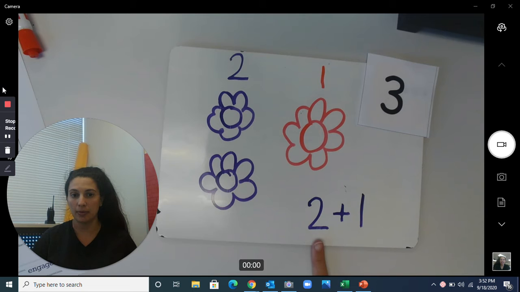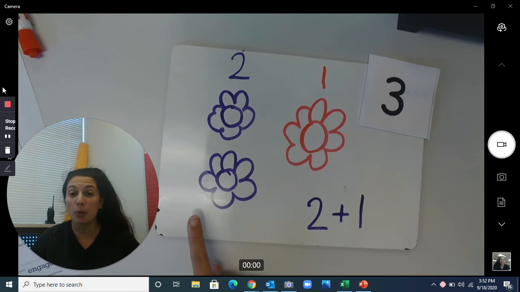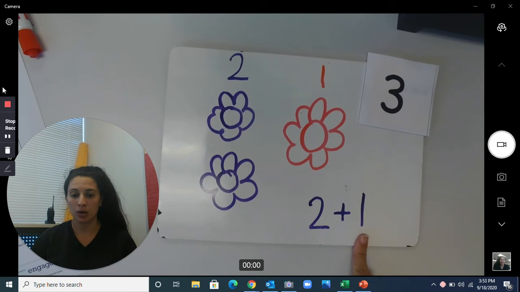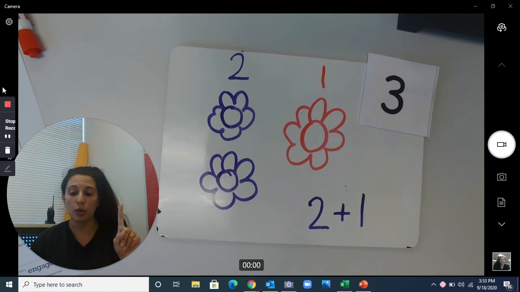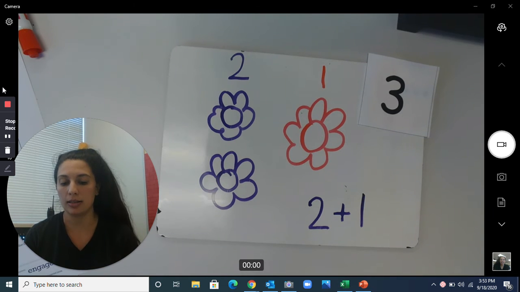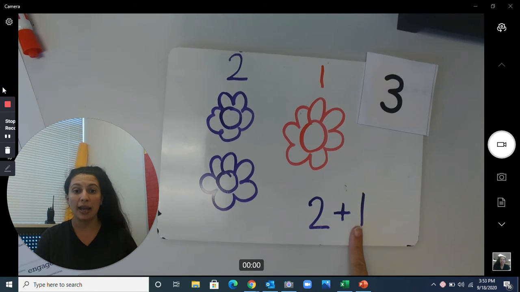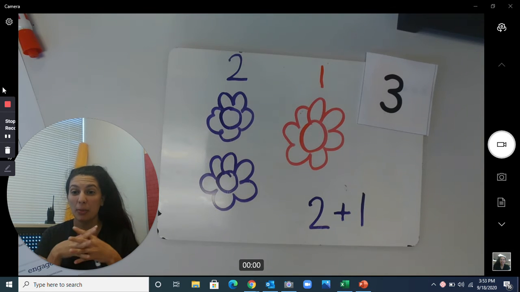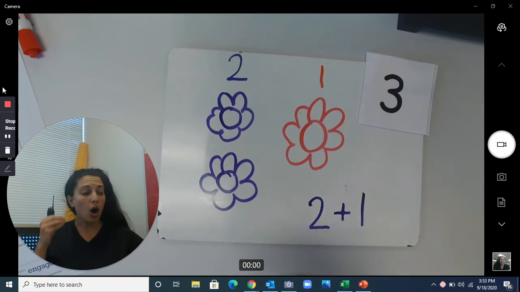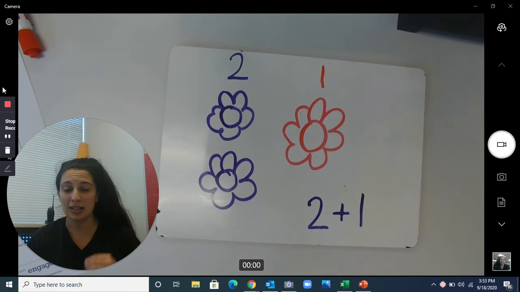What does the 2 tell us about the story? It tells me that there are 2 purple flowers. What does the 1 tell me? It tells me that there is 1 red flower. So what does 2 plus 1 tell us? It's telling me that there are 3 flowers. It could tell me that there's 2 purple and 1 red, and if I put them together, it makes 3 flowers. So we can do all sorts of things with our number stories just like this.